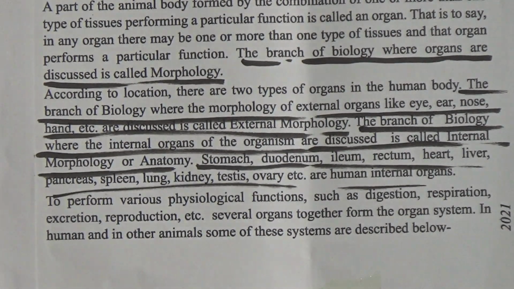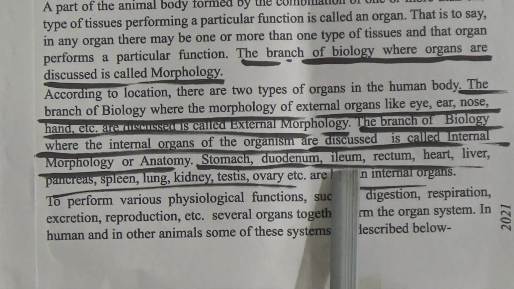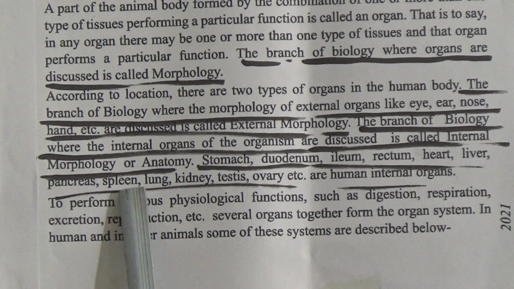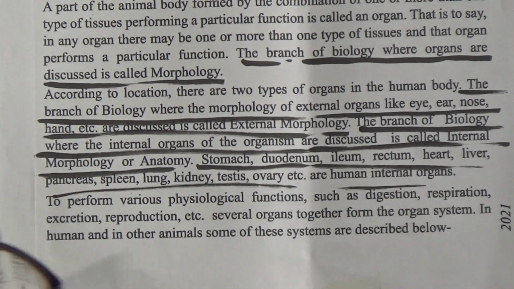What is the another name of internal morphology? The another name of internal morphology is anatomy. Stomach, duodenum, ileum, rectum, heart, liver, pancreas, spleen, lung, kidney, testes, ovary, etc. are the human internal organs.